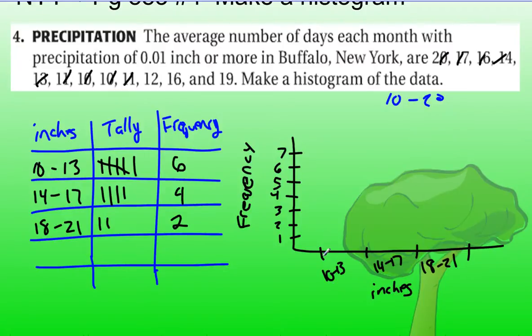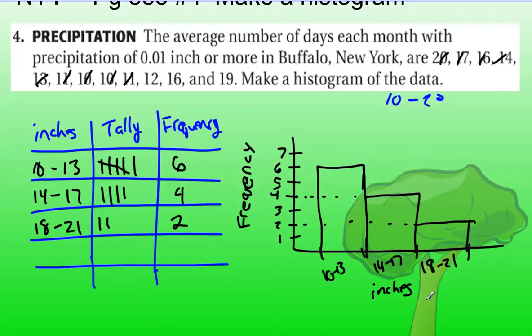Alright, now we're ready. First bar goes up to 6 and over and down. Ooh, I missed. That's better. Okay, second bar has a height of 4. It's about 4. Third bar has a height of 2. And that would be my histogram.